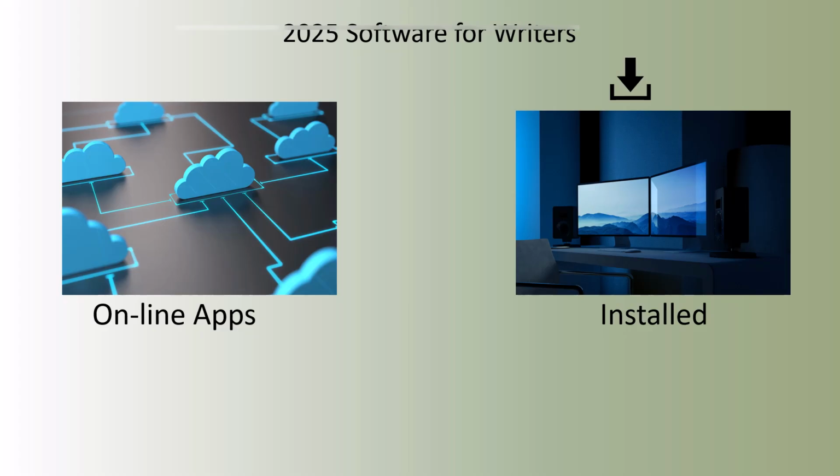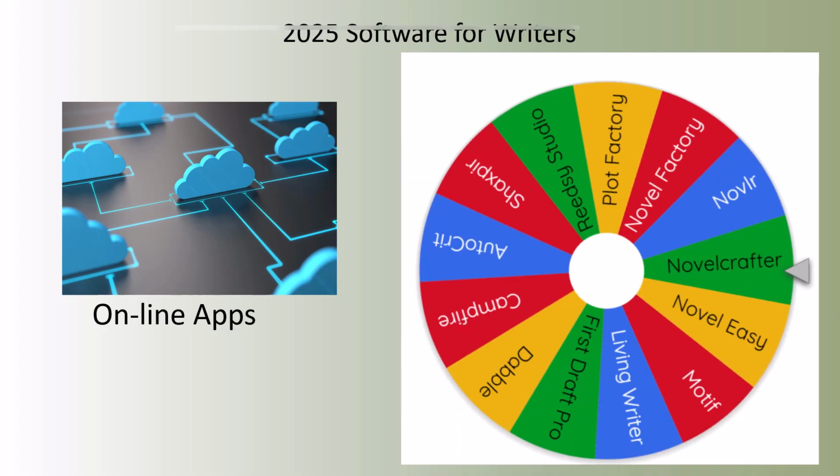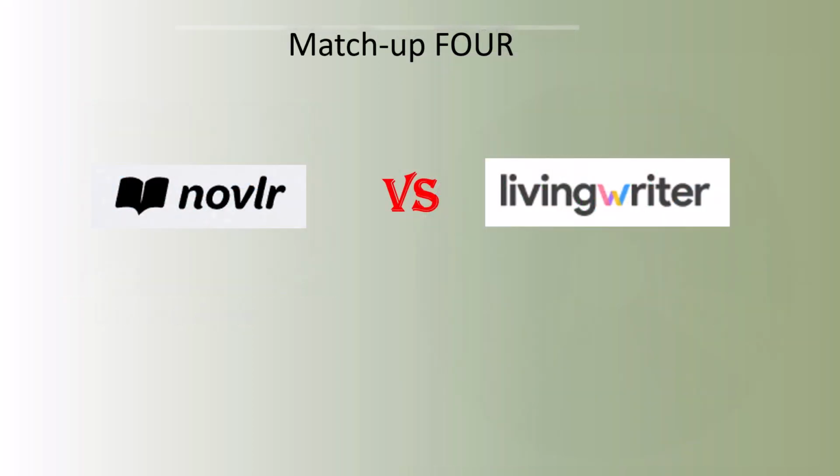Now, I didn't want to actually choose which programs went against which, because then I could match them up to give one software an advantage over the other. So I decided to make it very random, and I put everything in a randomizing wheel and then gave that wheel a spin to come up with my matchups. And today we are going to be looking at Novlr versus LivingWriter.